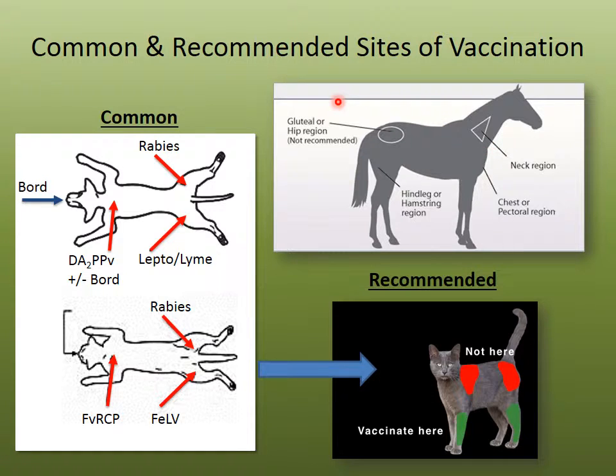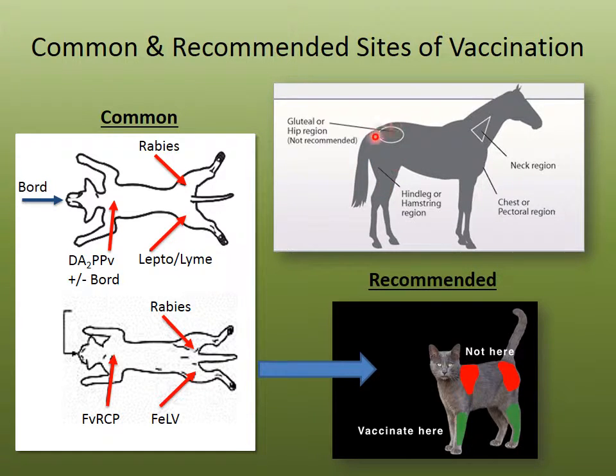Horses. It's pretty simple. Horses have a beautiful triangle of muscle in the neck, and that's where we tend to give everything. It tends to go IM in the neck muscle. You can give injections in the chest. Some people do that. It used to be more common to do gluteal or hip regions and hind leg or hamstring regions.